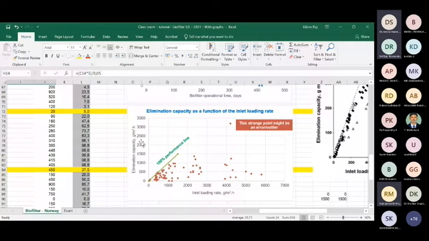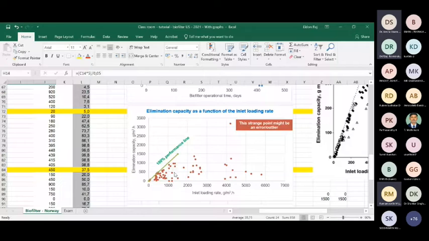Okay, but this data is completely scattered. Please don't mistake me, I just gave fake data so you can see the different types of profile that you would get. In this case, you can see that the inlet loading rate increases, but the elimination capacity increases only up to a maximum. Then it becomes almost constant or comes down, which means that the system operates at 100% performance only up to a certain value.